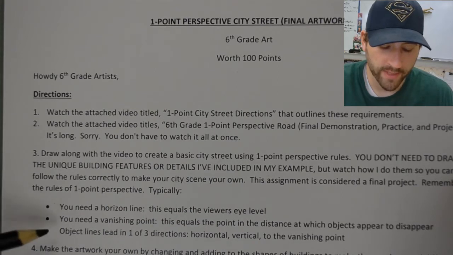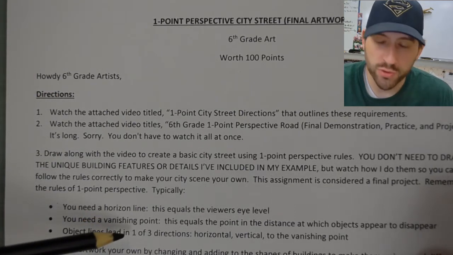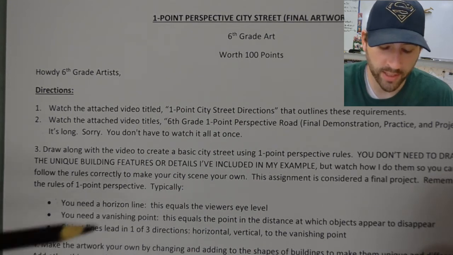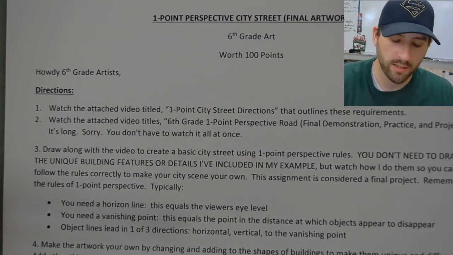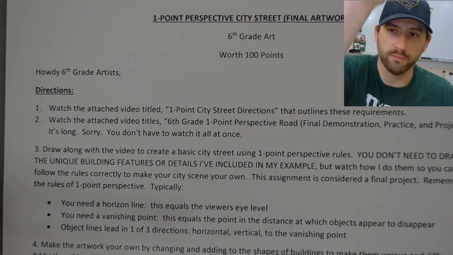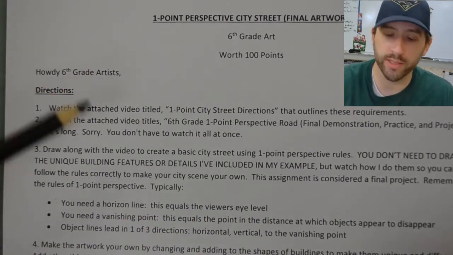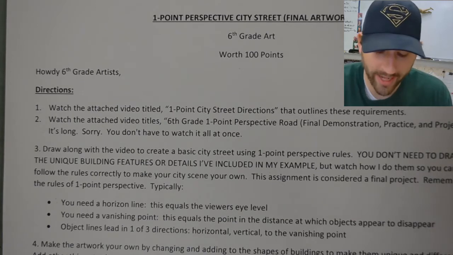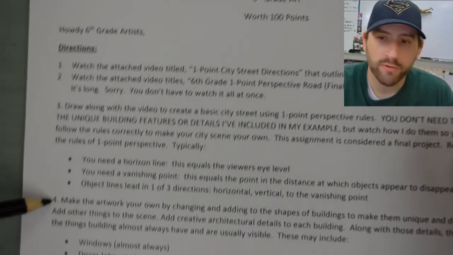And then the object lines, so the buildings and the road and the different things, they usually, almost always, lead in one of 3 directions, okay? So one direction is completely horizontal. The other direction is completely vertical. And then the last one is to the vanishing point. So not just diagonal lines that go wherever you want them to go diagonally, but they have to go to the vanishing point.